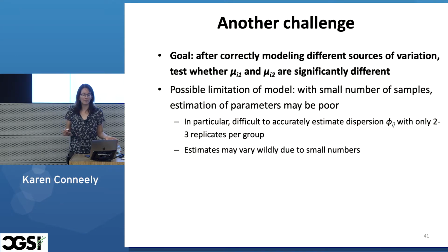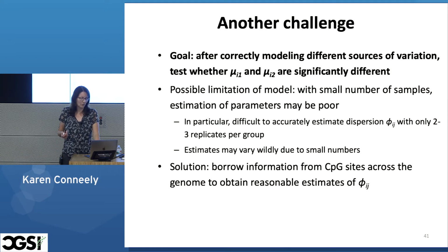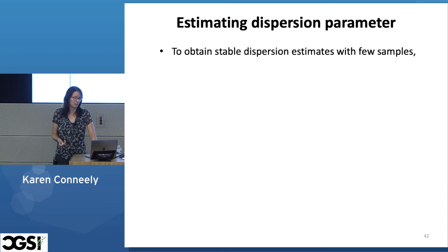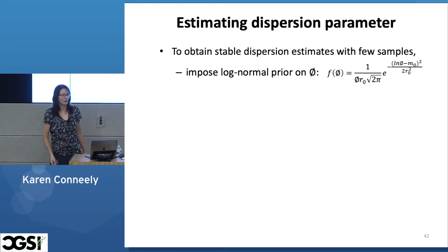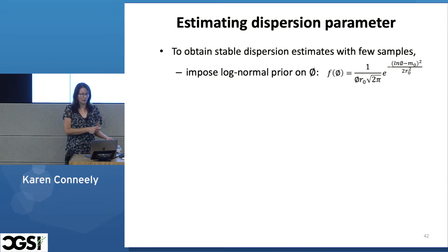I mentioned that we have this limitation due to the small number of samples, and it makes things like the dispersion parameter difficult to estimate. In particular, the estimates are just going to vary wildly if you have just 2 to 3 replicates per group. So our solution was to borrow information from CpG sites across the genome to help ourselves obtain reasonable estimates of phi. So to obtain a stable dispersion with just a few samples, we're going to impose a prior on the data. And here we're going to impose a log normal prior.